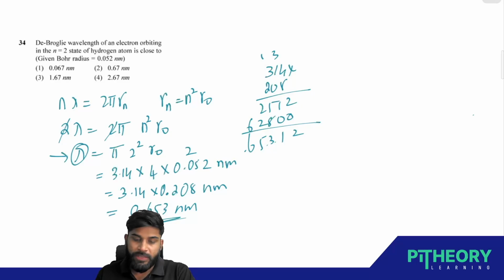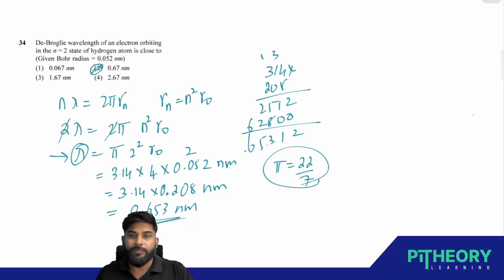Okay. So the closest answer is, you can see, 0.6967 nanometer, and there is much difference for the others. So you can take the answer to be 0.67 nanometer, right? I think if you take pi equal to 22 by 7, you will get a little more exact value. You can check it out. All right. Let's go for the next question now.